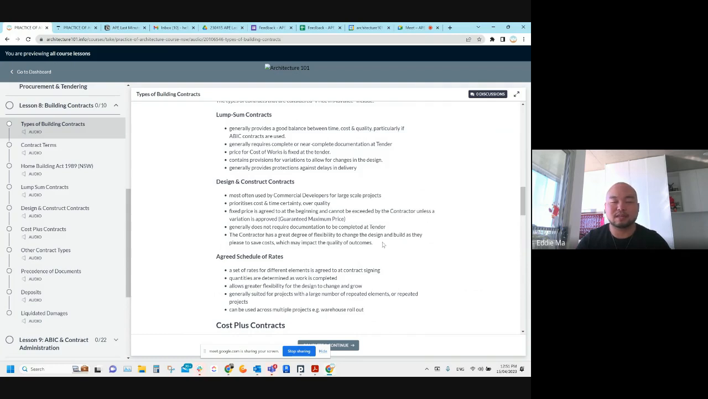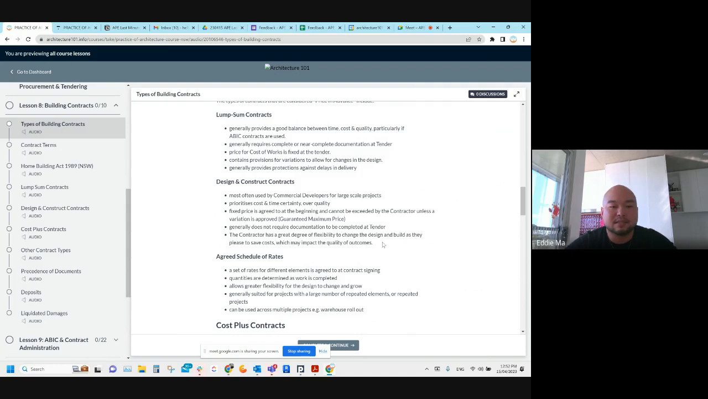Just like we would give the client a price for our services, a builder comes back and says, I think I can build this building at $2 million and I agree to stick to that price. So if I complete the design and it goes out to 2.5, that's my problem. If it comes back to 1.8, I get to keep the difference. So that's the distribution of liability and reward.